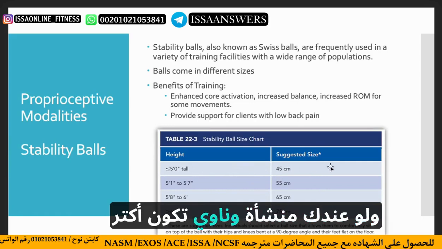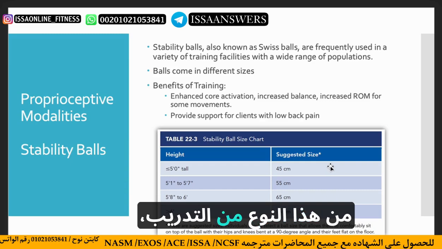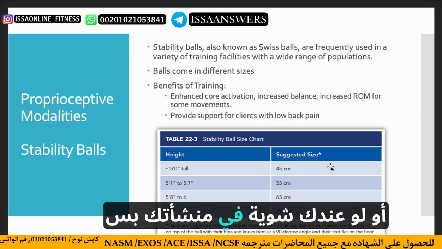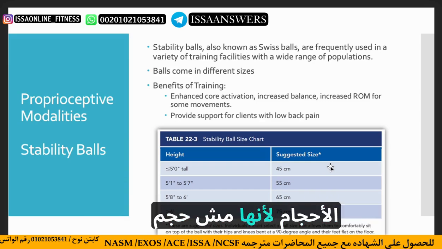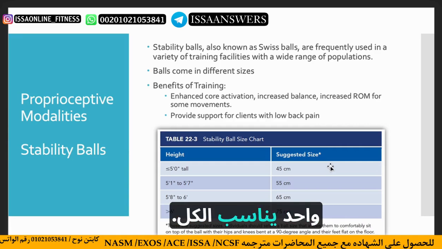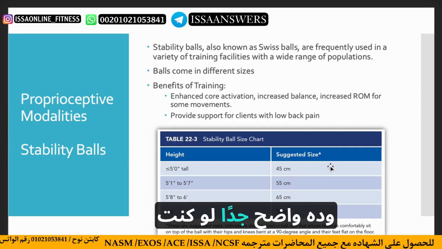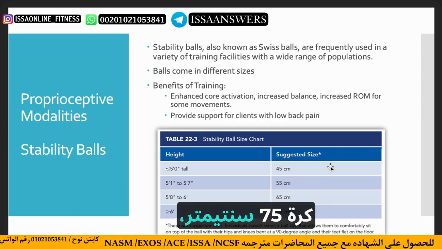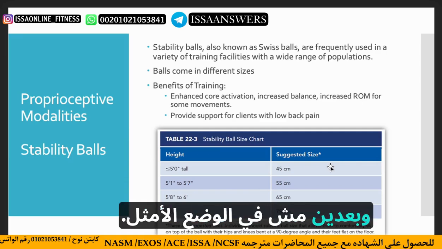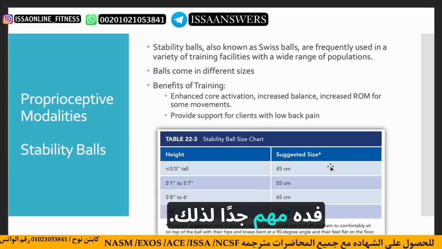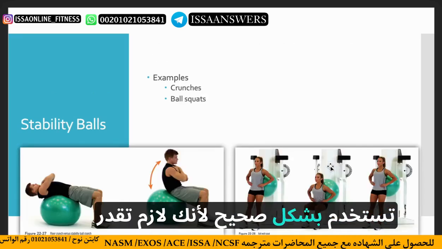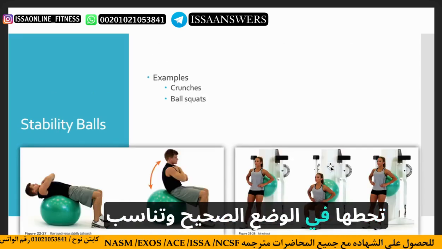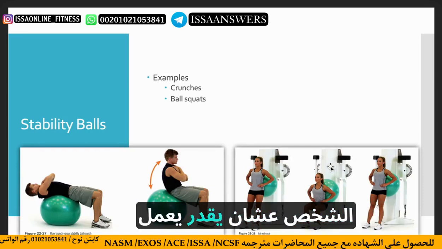And if you own a facility and you're going to be more of this style of training, or if you have a few in your facility just because, make sure you have a good range of sizes, because it's not one size fits all. And that's pretty obvious. If you're a 75 centimeter ball, a 5 foot person might barely touch the ground, and then they're not in optimal position. So that's critical. But understand that stability balls need to be used correctly, because you have to place them in the right manner and fit the person for them to be able to do certain things.